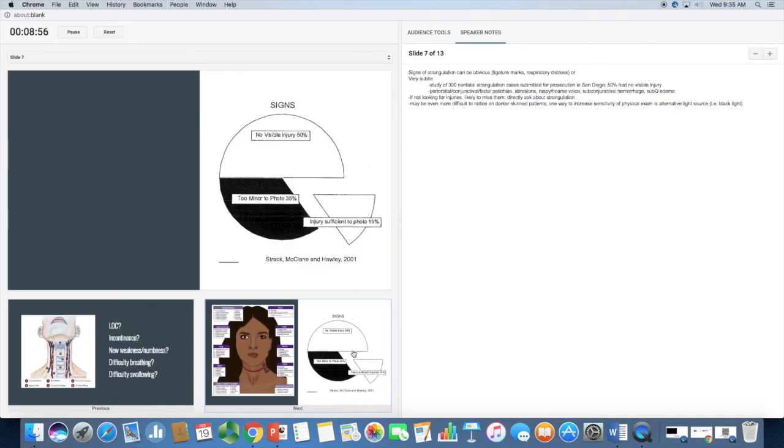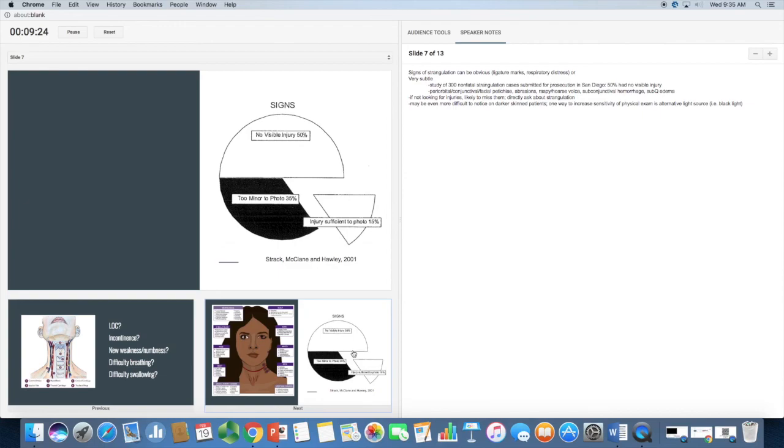So we've got our history. Now we're going to examine our patient. This chart that's up on the screen right now is actually from a study that was done in 2001 of 300 strangulation cases that were referred for prosecution in San Diego. Of those 300 cases, a whole 50% of them had absolutely no physical findings. So I think from this study we can take that it's really important to actually ask the patient.